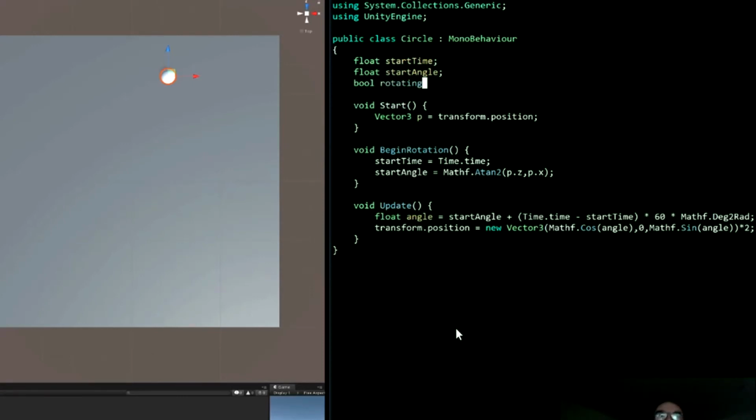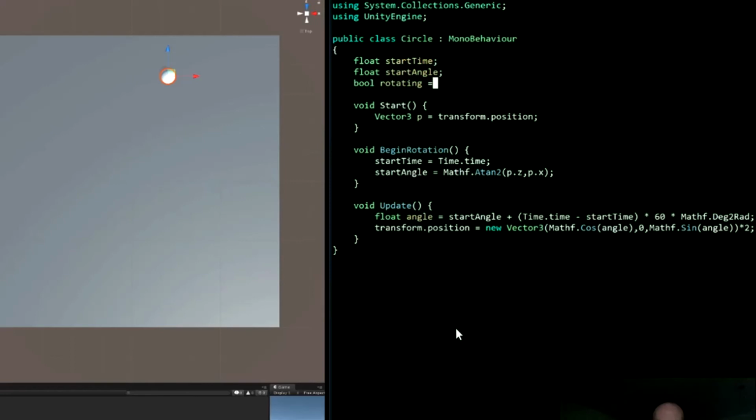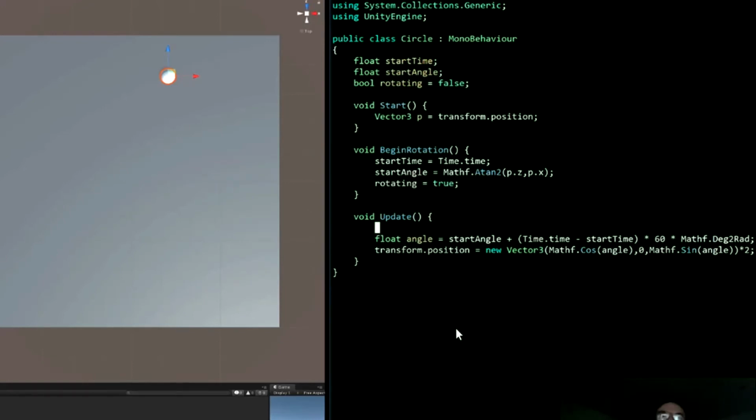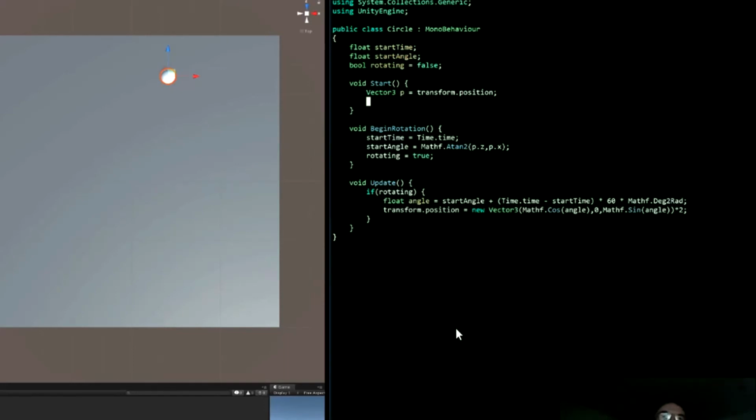It's a bit messy, but whatever. What can you do? We'll do bool rotating, which is obviously going to be false at the beginning. And then when we begin the rotation, we set the start time, we set the start angle, and we set rotating equal true. And then down here we can say if rotating, then we execute our code. How's that?